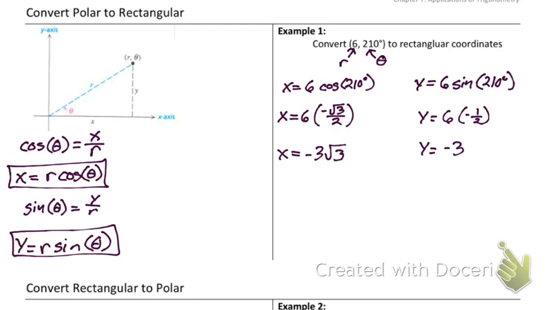It asks us to put it in rectangular coordinates. So that means you should put it as negative 3 square root of 3, comma, negative 3.